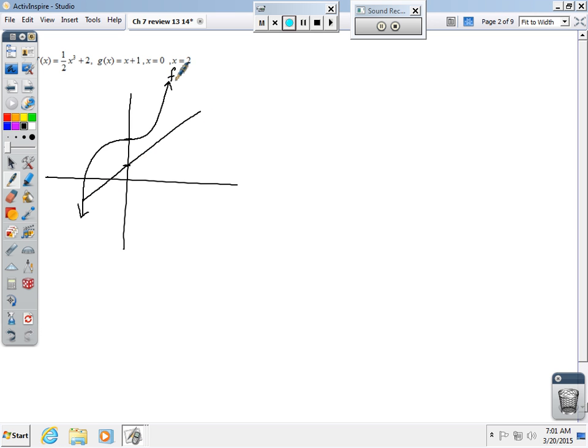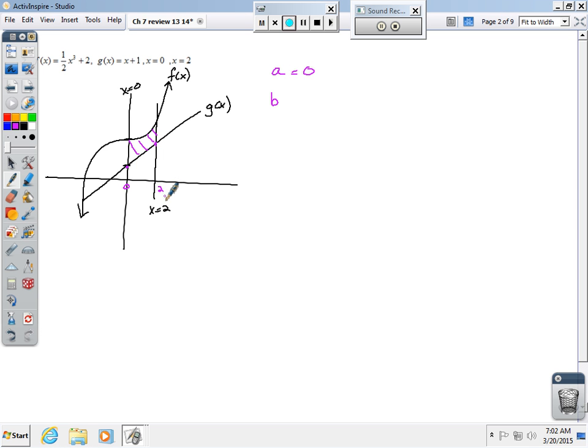I guess you should be labeling that's f of x, that's g of x. x equals 0 is this line, and then x equals 2 would be some function that's here. And then the area is this stuff in here. Alright, so next thing, find the upper and lower bounds. So my lower bound is going to be where x is equal to 0, and my upper bound is here at 2.